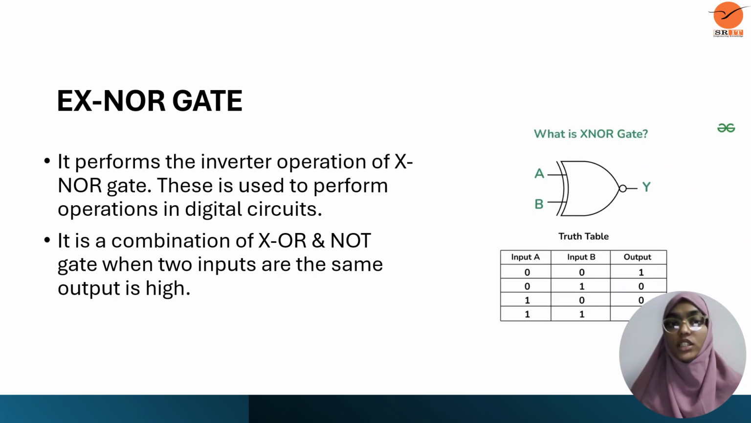Now let's see XNOR gate. It performs the inverse operation of the XOR gate. This is used to perform operations in digital circuits. When two inputs are the same, the output is high. We'll see the truth table. When both inputs are the same, I mean when both inputs are low, we'll get the output as high, and when both inputs are high, we'll get the output as high. When one of the inputs is low and the other is high, then we'll get the output as 0.